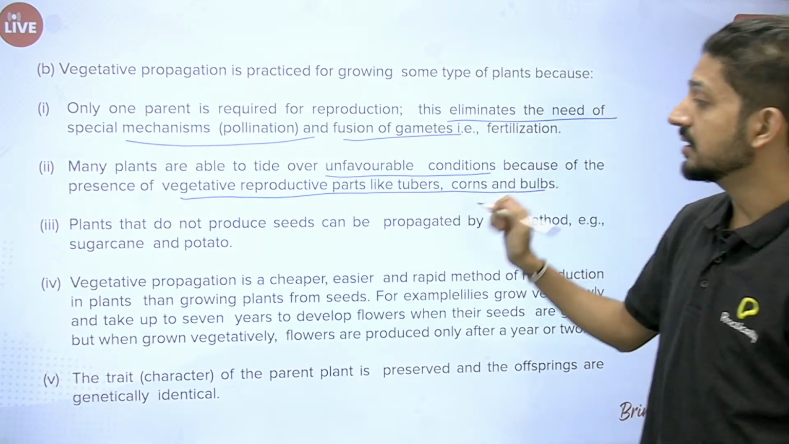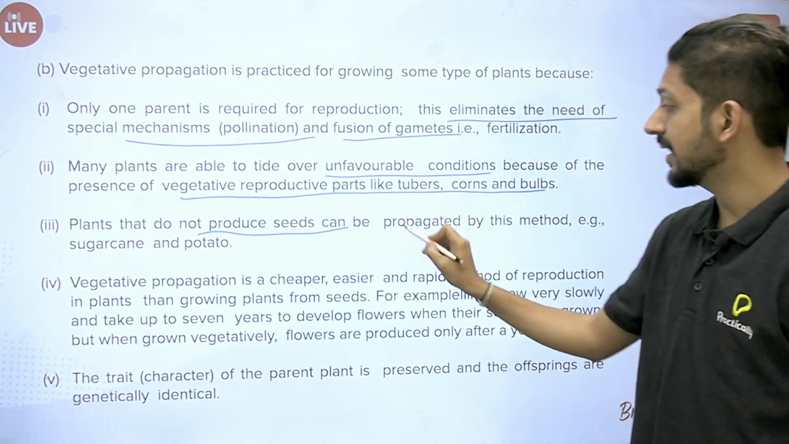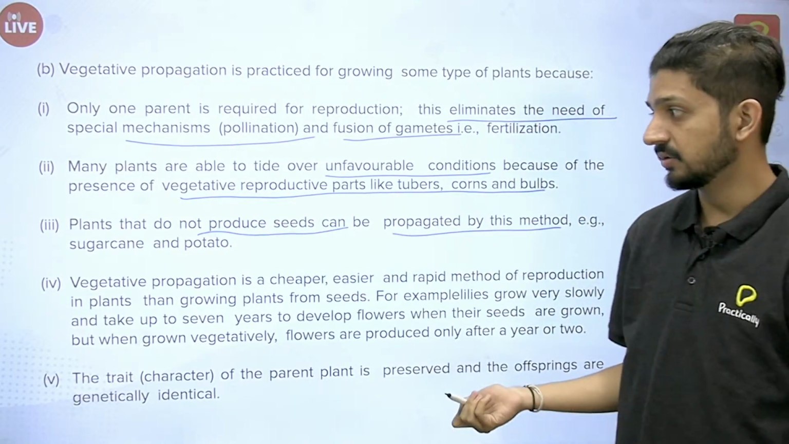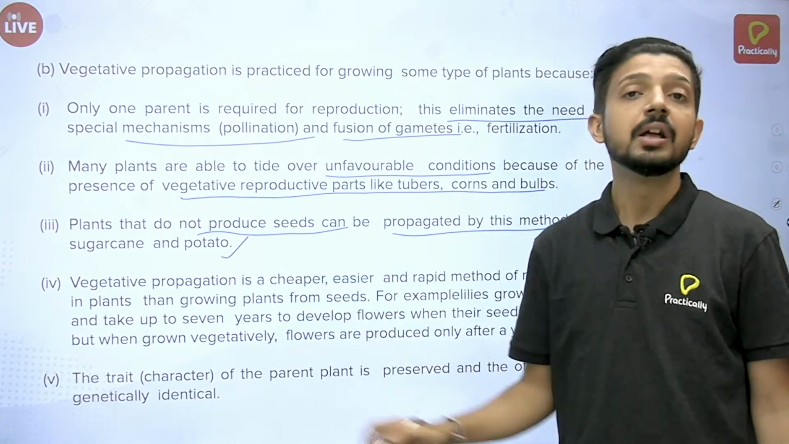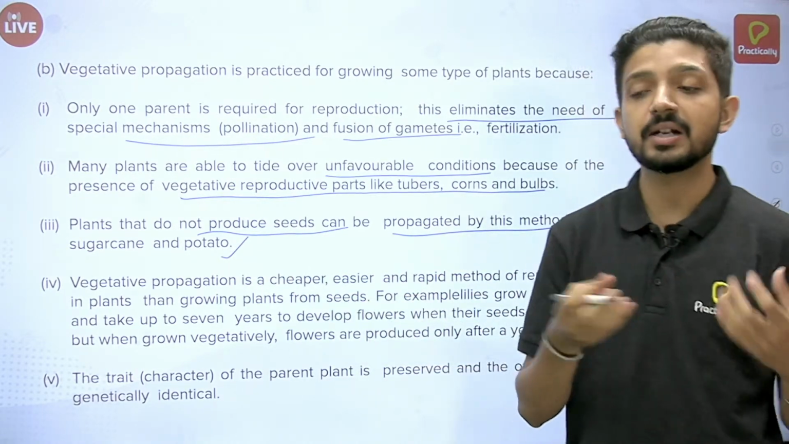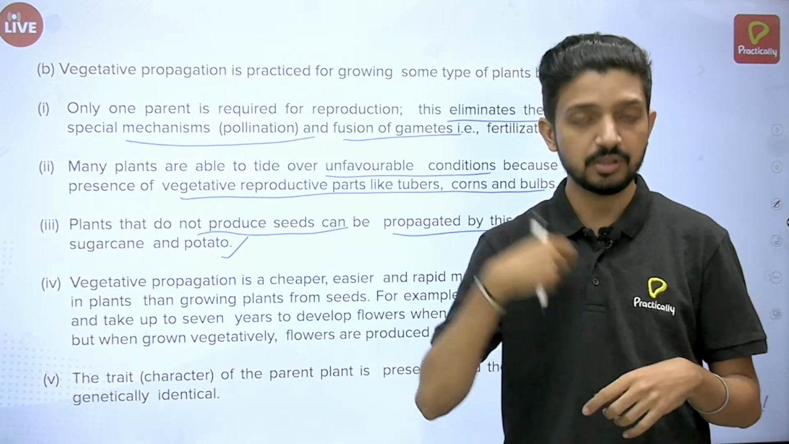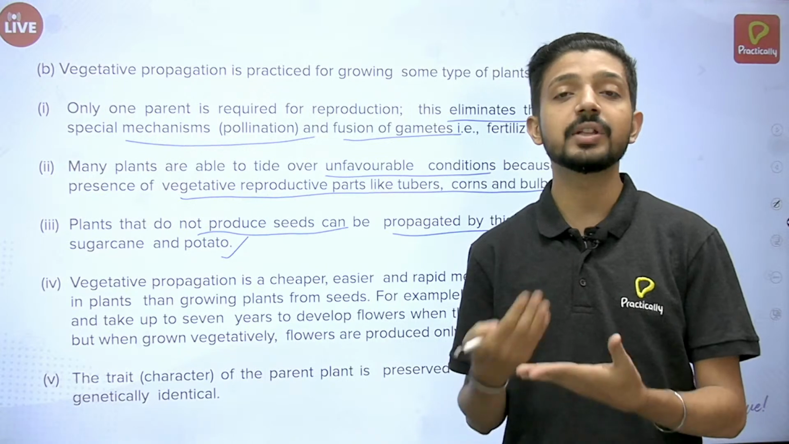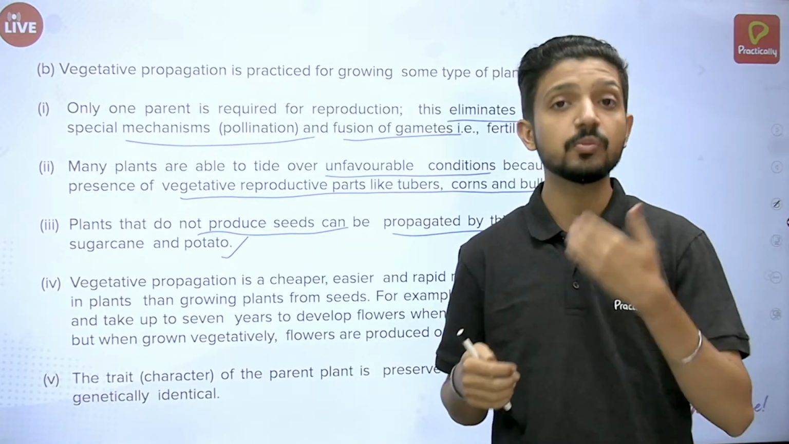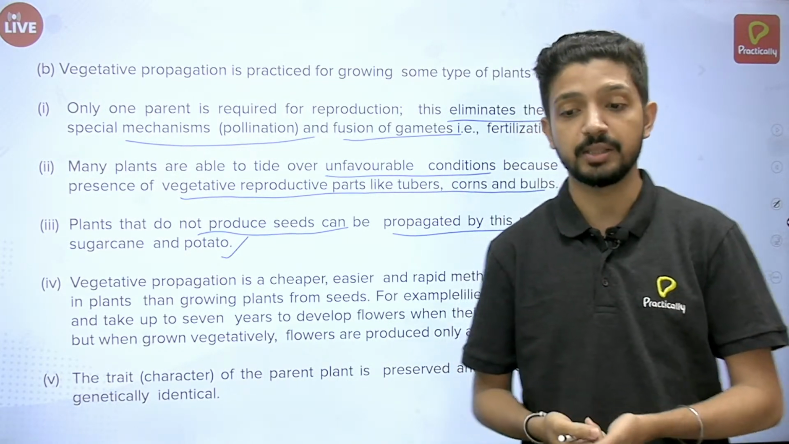Then plants which do not produce seeds can be propagated by this method. Okay, example, sugarcane and potato, they don't produce seeds, right? So the plants which have seeds, you can simply sow the seed and grow them. But sugarcane and potato can be grown with the help of vegetative propagation, and obviously that is a quicker method of growing a new plant.